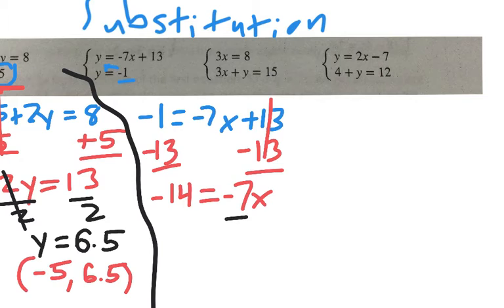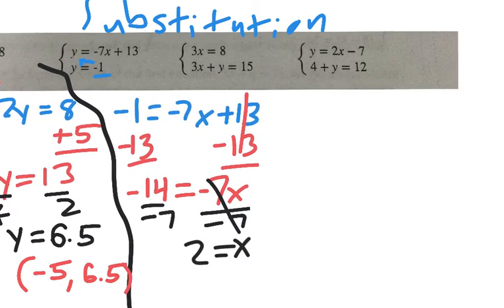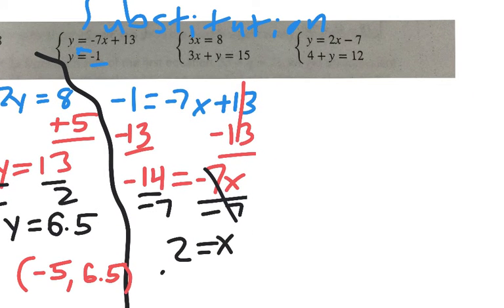X is being multiplied by negative 7, so I divide by negative 7. That tells me x equals 2. So now I'm looking for the point where these two lines meet. I now know the x value where they meet is 2, and then the y value where they meet is negative 1, because it tells me y has to be negative 1. So the point where the two lines meet is at 2, negative 1.